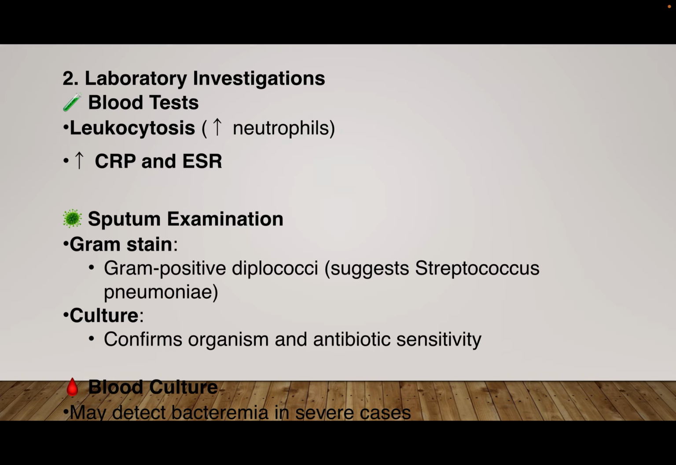Now, the laboratory investigations. In the blood test, leukocytosis is seen, that is increased neutrophils, and there is also increased C-reactive protein and increased erythrocyte sedimentation rate. In the sputum examination, gram stain shows gram-positive diplococci, which suggests Streptococcus pneumoniae, and the culture confirms the organism and antibiotic sensitivity.